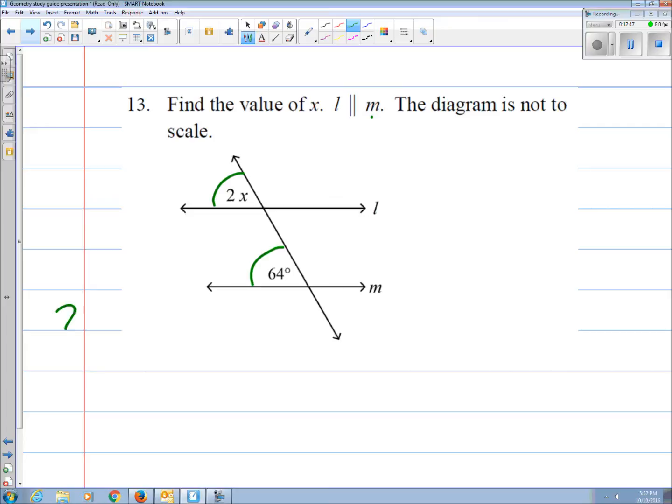So I can write an equation and say those two measures are equal to each other. Then I just divide by 2 on both sides. This will tell me that x is equal to 32.